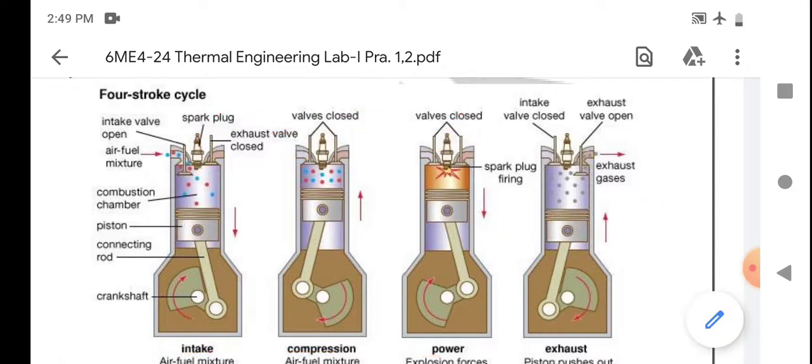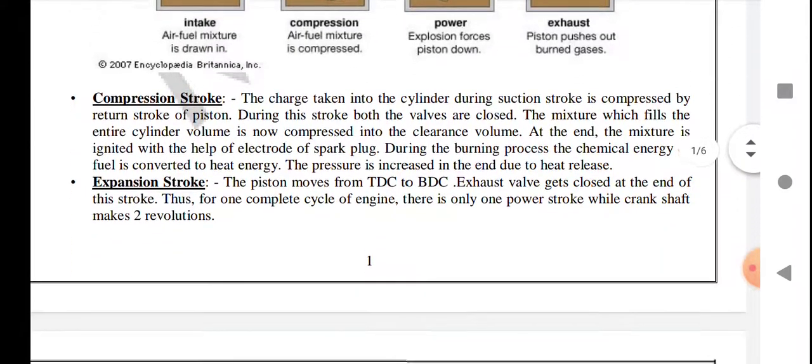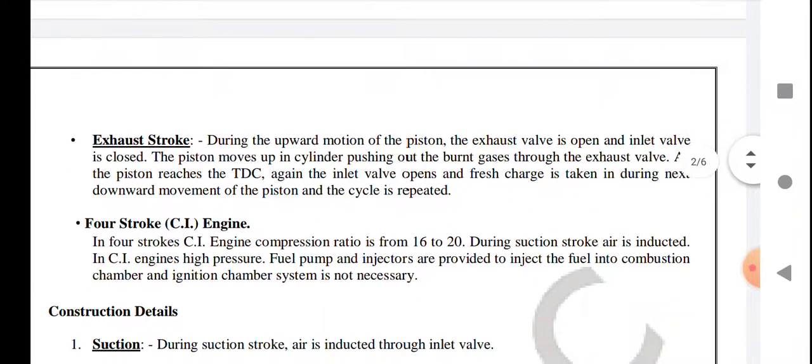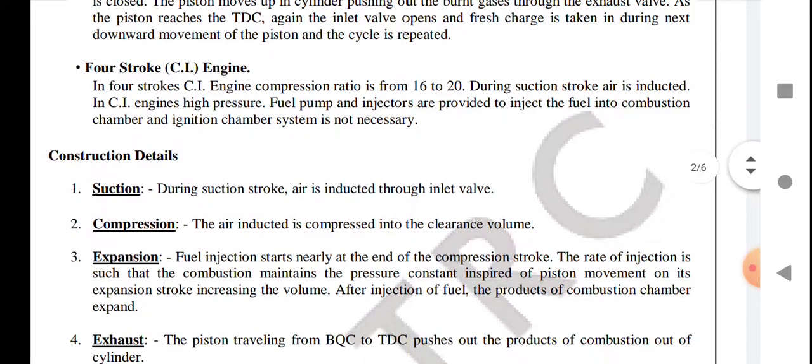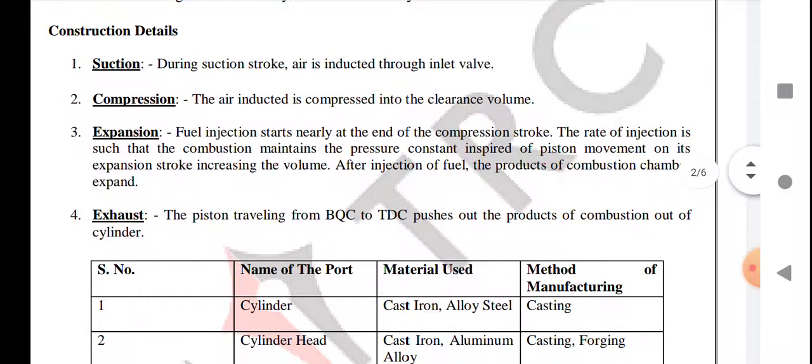So simply, the difference between the spark ignition engine and the compression ignition engine is that in the spark ignition engine we use a spark plug, and in the compression ignition engine we use a fuel injector. That is the process of the 4-stroke engine. Now we discuss the construction details.